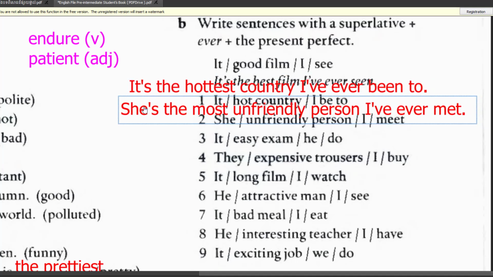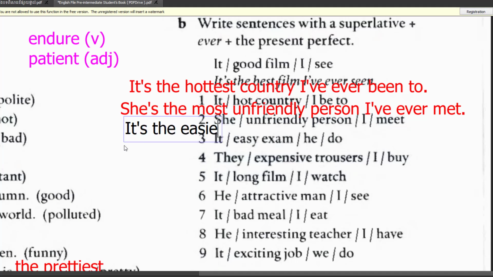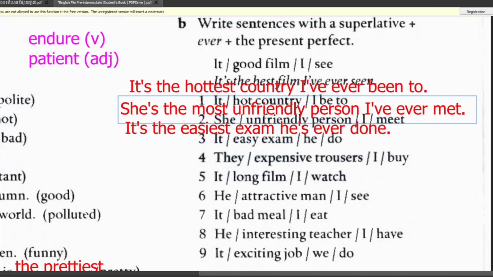Number 3. It is the easiest exam he has ever done. It's the easiest exam he's ever done. Okay, number 4.